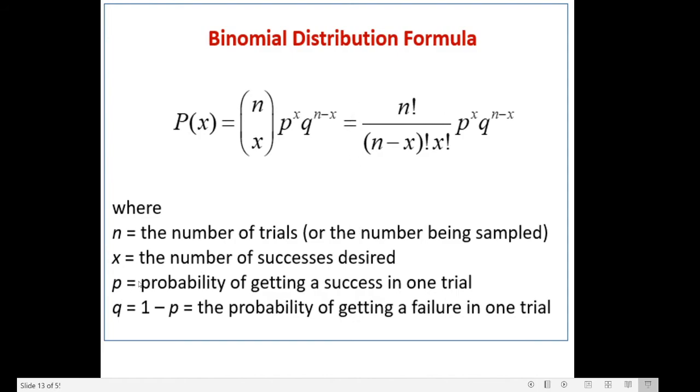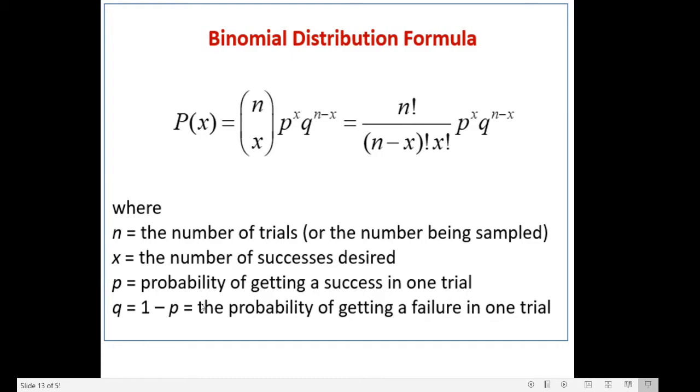Another thing is the number of success desires; x means success desires. p is the probability of getting success in one trial. They mention that they got the success in this trial; those things are mentioned in the question. The q value is what we want to find out. They provided only the p value, so we want to calculate the q value.